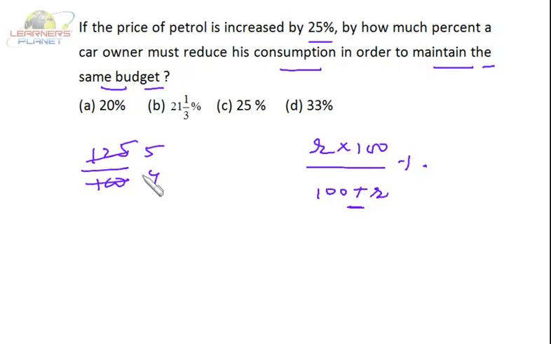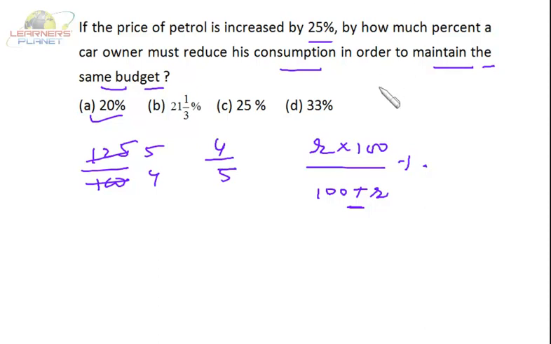Now, if the price becomes 5 by 4, then to maintain the budget, you need to make the consumption 4 by 5. So 4 by 5 is what? 80%. So the new consumption is 80%. That means you have to reduce the consumption by 20%. If you go by logic, there is no requirement of paperwork at all. I would just revise once more.